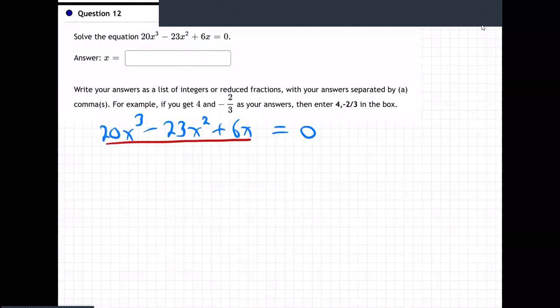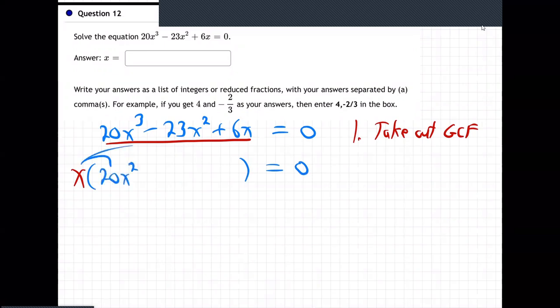Well, step one, take out the GCF. In other words, what do they have in common? I don't think there's any number, like they're not all divisible by 2, right? Because the 23 in the middle is not divisible by 2. So there's no number we can take out in common, but there is an x. So take out an x in common. What does that leave on the inside? Well, this will be 20x squared, this will be 23x, right? Because x times x will add to go back to x squared, and plus 6, because that'll go back to 6x. Okay, so take out what's in common, step one.